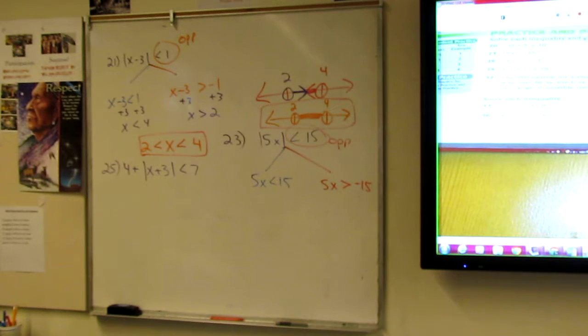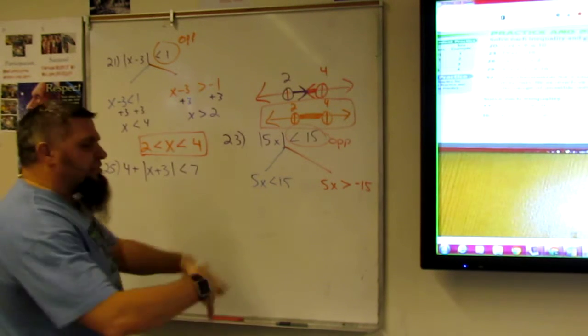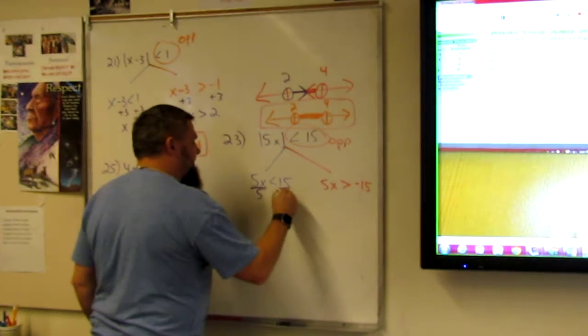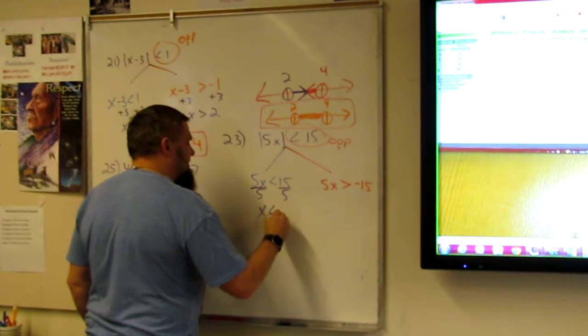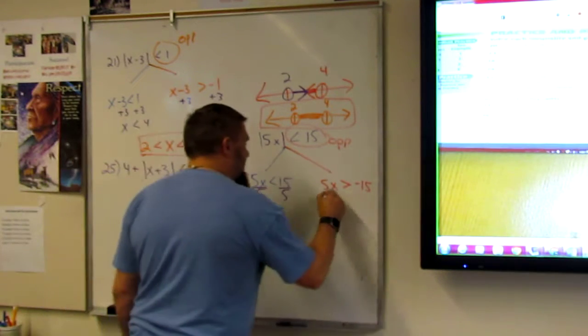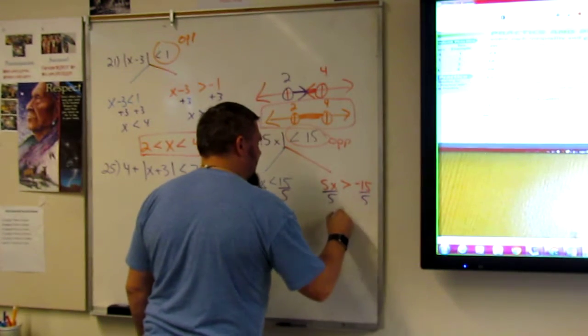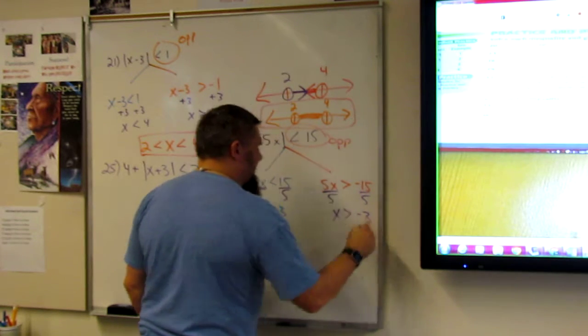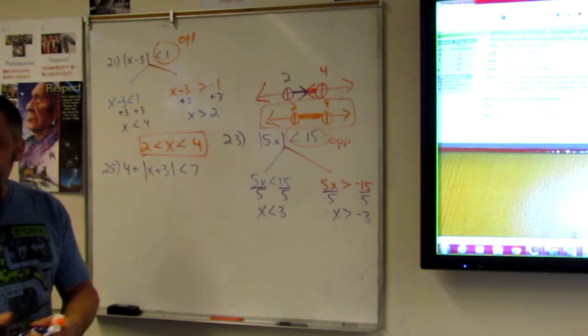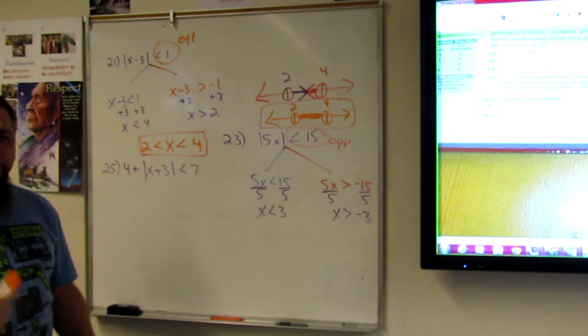Okay, so now we just solve. Divide by 5, divide by 5. X is less than 3. Divide by 5, divide by 5. X is greater than negative 3. And now it's back to doing the equation.